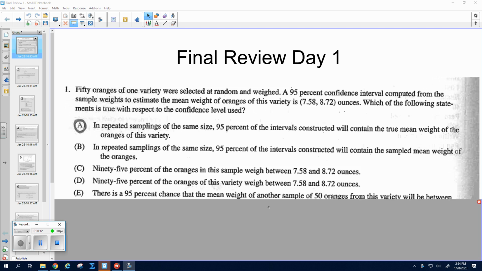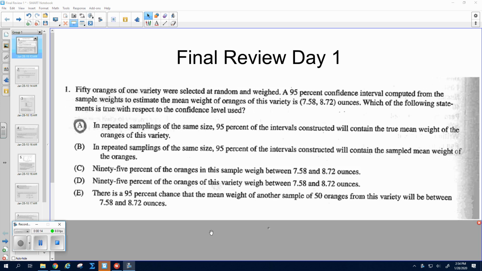Number one is A. Really this is just the definition of confidence level, or the sentence you need to know for confidence level, which is always: in repeated random samples of the same size, 95% will contain the true mean. This one says the sampled mean. Every single one of them contains the sampled mean, but only 95% of them contain the true mean. So it is A.